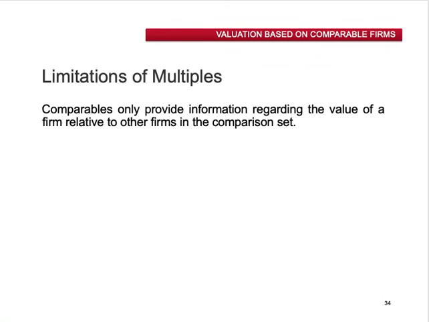So when we value a firm using multiples, there's no clear guidance about how to adjust for differences in, for example, expected future growth rates, or risk, or differences in accounting policies between firms. So that means that comparables only provide information regarding the value of the firm relative to other firms in a comparison set, which we also call the peer group.